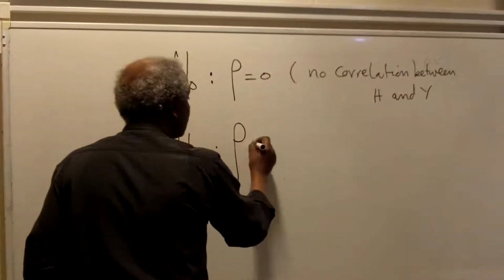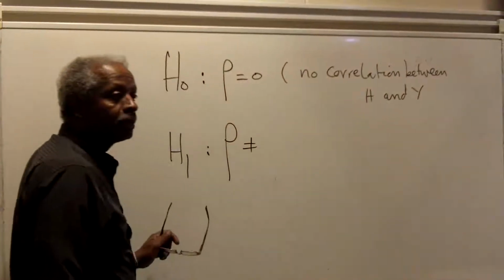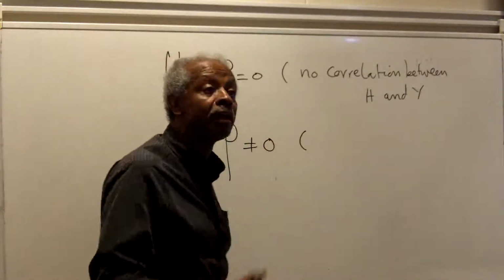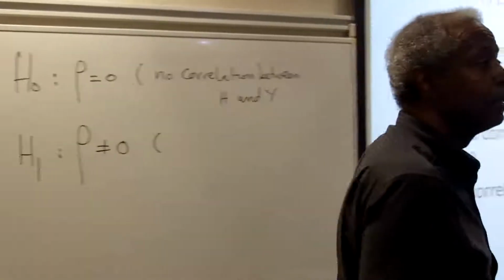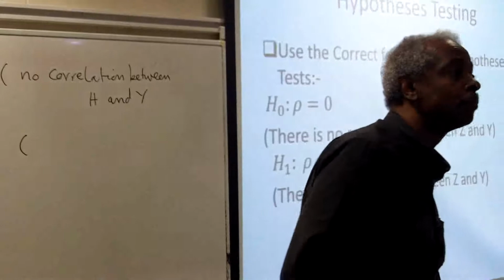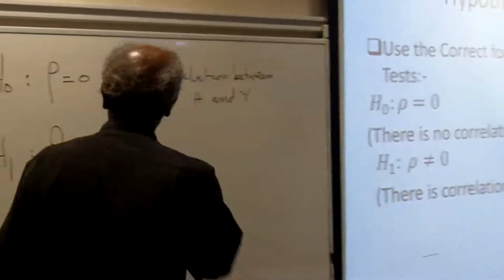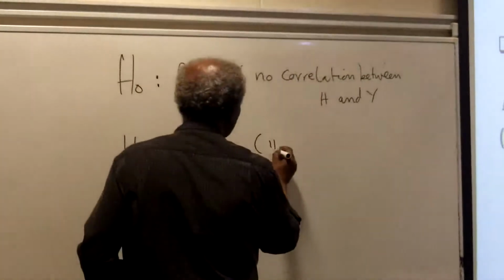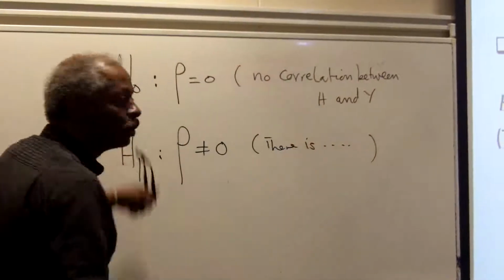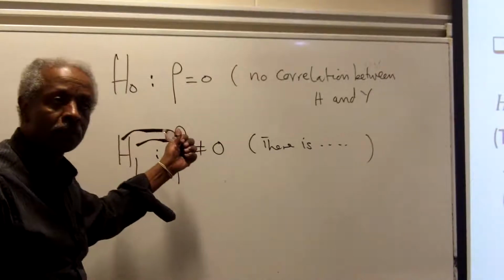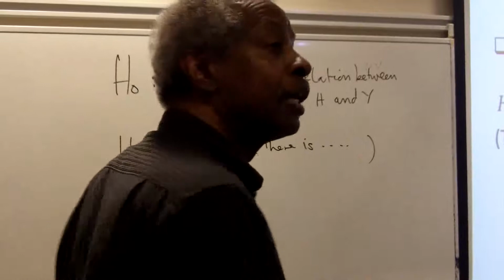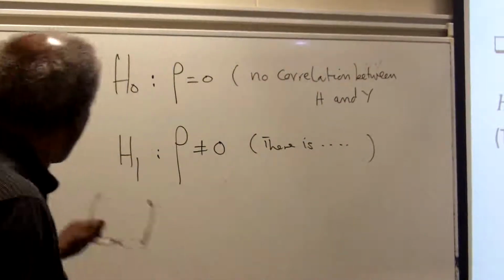Now, the alternative hypothesis is rho is different from 0, and this is the same thing as saying there is correlation between H and Y at the population level. Okay? This is how you write it. This is H naught, the null hypothesis. This is H1, the alternative hypothesis.